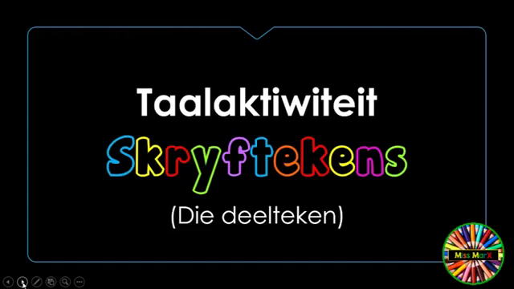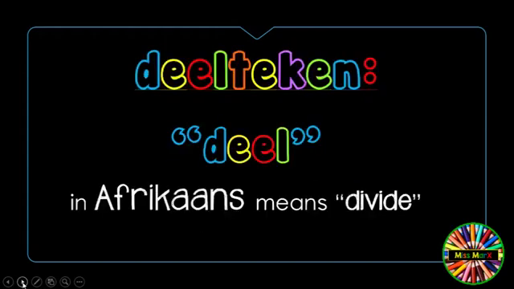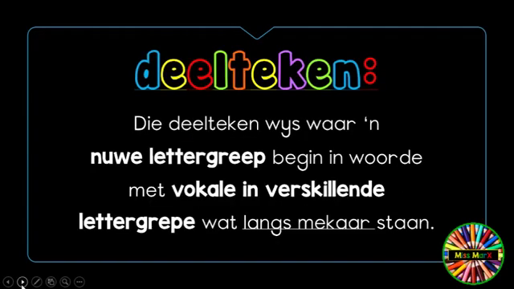Let's look at our third skryfteken. It's called the deelteken. Let's take the first part of the word deelteken. Deel in Afrikaans means divide. So we know that this very special skryfteken shows us where a new syllable starts. Literally, it divides the word into 2 syllables, but only when you have vowels that stand next to each other but belong to different syllables. And without the deelteken, the person would not know where the next syllable starts.